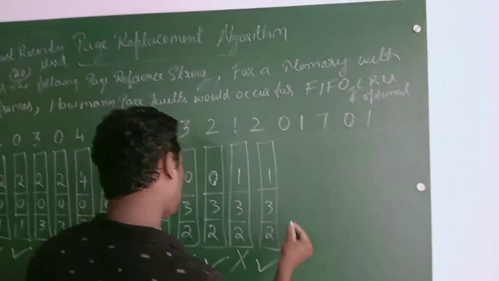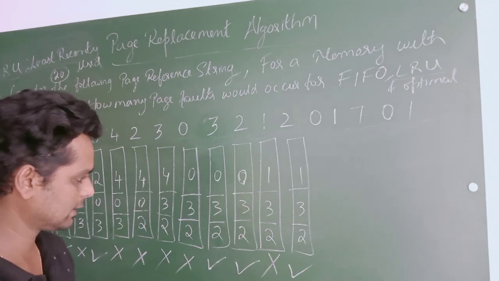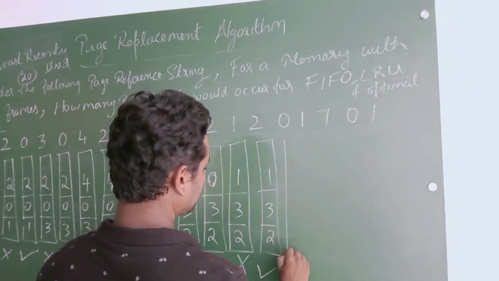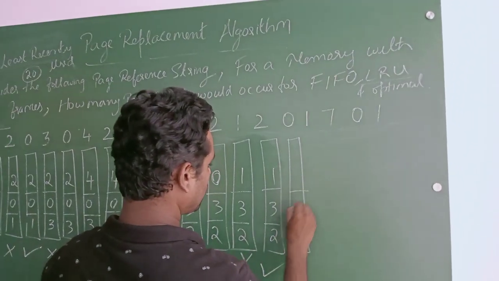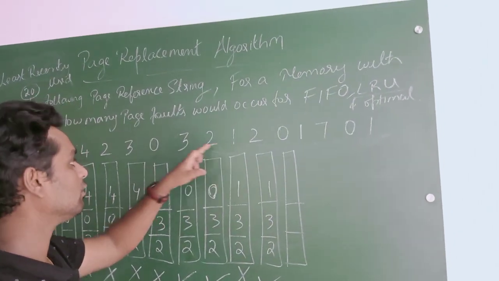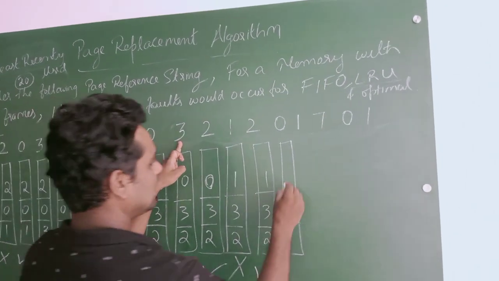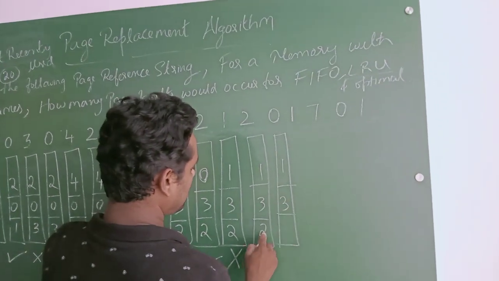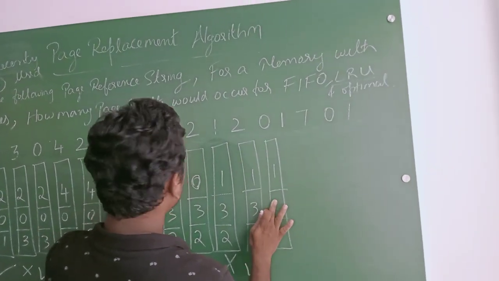That is called as what? Page hit. 0 is not in memory, you have to go for replacement. In 1, 3, 2, 2 is here, 1 is here, and the least used is 3. So what do you have to do? You have to replace which one here?